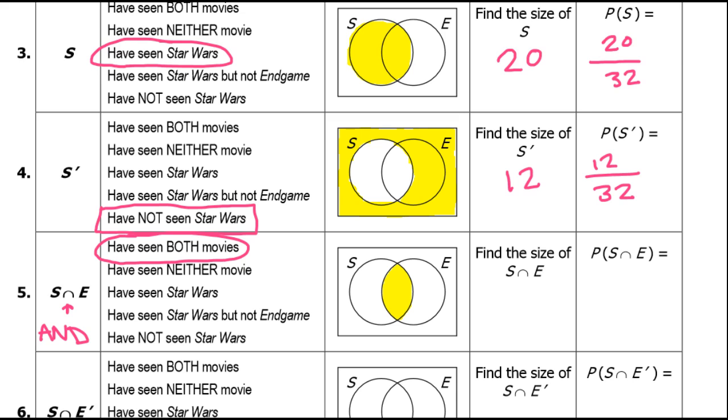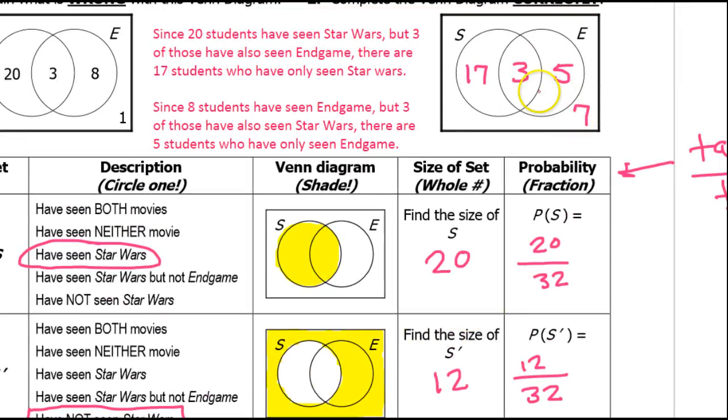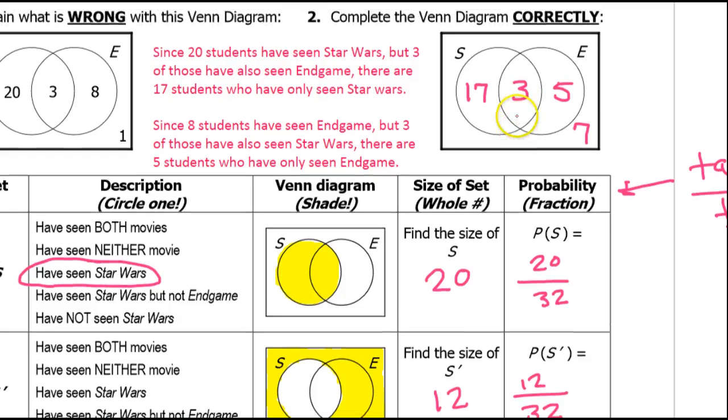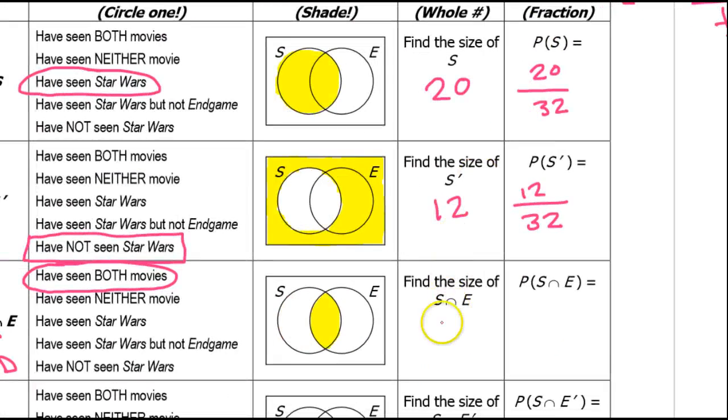All right, now the size, of course, will be 3. Those are the students who saw both movies. That was given to us right in the beginning. And the probability is target over total, so that will be 3 over 32.